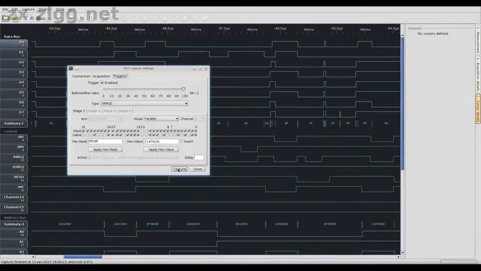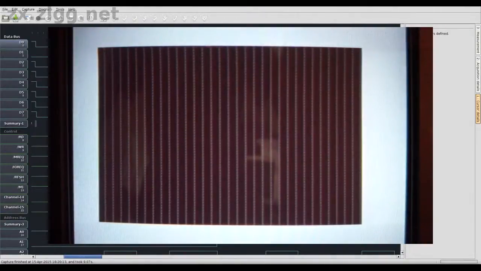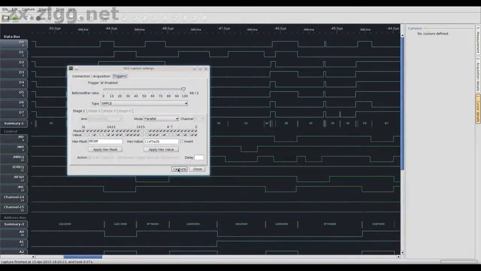I've deliberately introduced a fault that causes this Spectrum to fail to initialize properly. Here's what appears on the display when it's switched on. Back to the logic analyzer software.